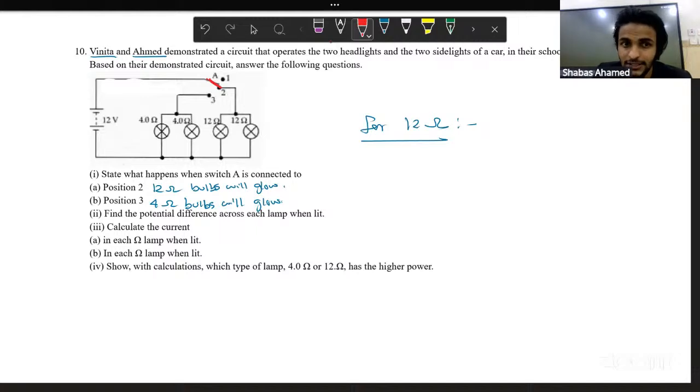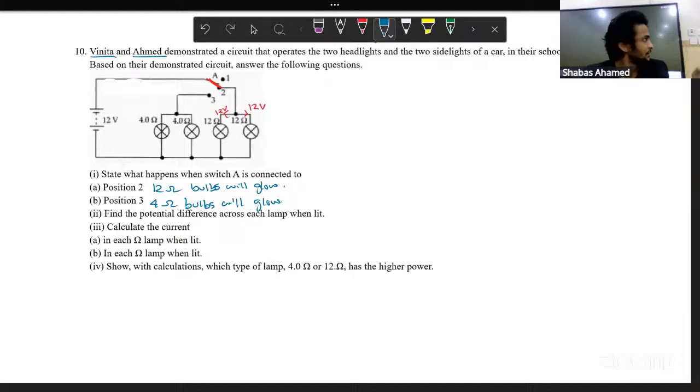And one more thing, these two are in parallel, right? Both of them are in parallel. So the specialty of parallel connection means the voltage across everything will be the same. That means 12 volt will be across this one, and again 12 volt across this one. We have to find the potential difference, so we don't have to calculate anything. 12 volt across this one, 12 volt across this one.